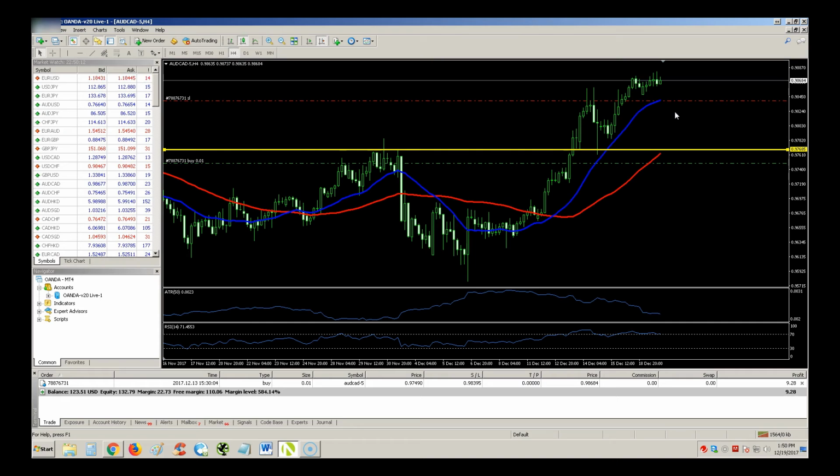All right, let's go through it again. First step, look for the 20 moving average and the 50 moving average crossing. Boom, they crossed right here. Second, look for a potential major support and resistance. And right here we have a major resistance up here. Third, look for a sideways pattern. Here we have a sideways pattern.